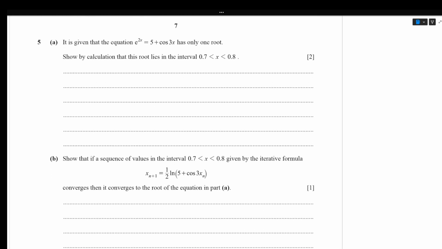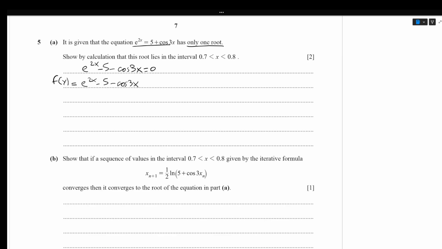Question 5. It is given that the equation has only one root. It has only one root. Show by calculation that this root lies in the interval given. Okay, so the root of this equation is the same as the root of this equation because it is essentially the same equation. That's me switching sides. So if I write y is equal to e to the 2x minus 5 minus cos 3x, or say f of x.